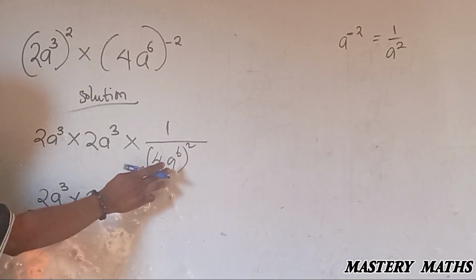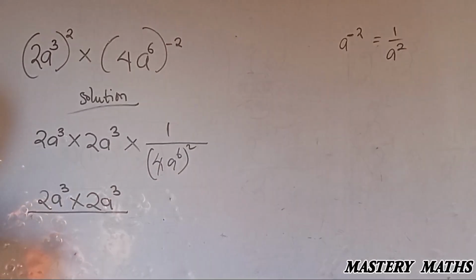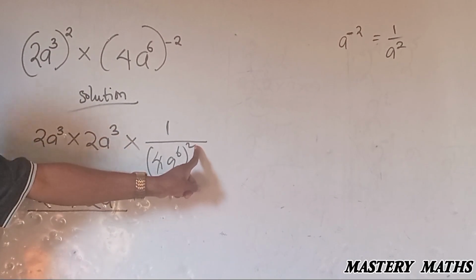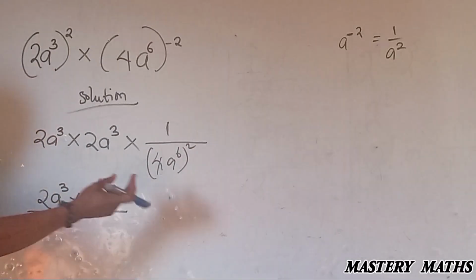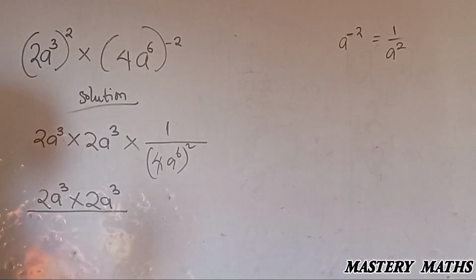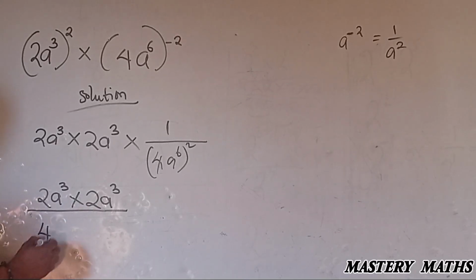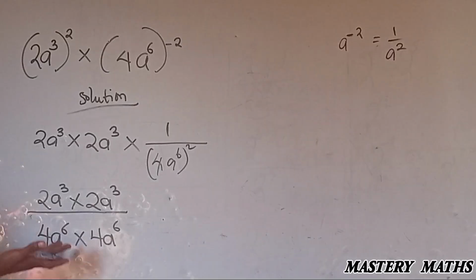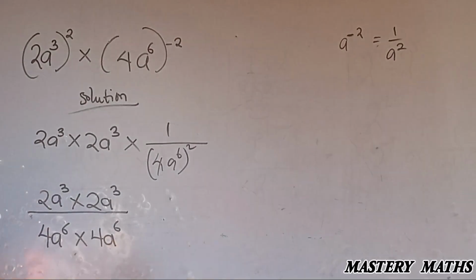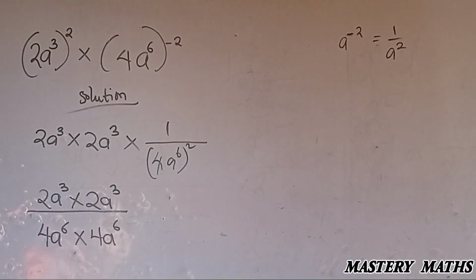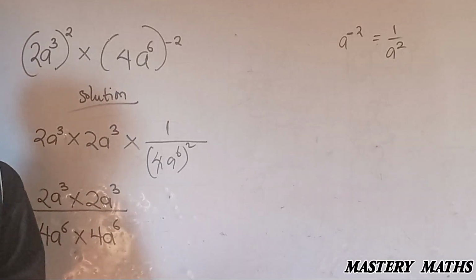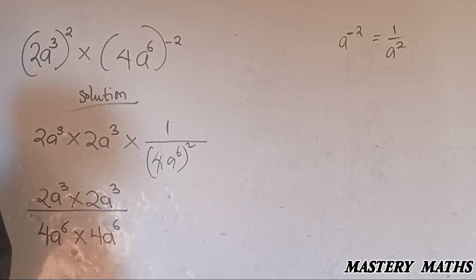Then all over this. If you watch now, this 4a^6 is also squared. It shows that it will appear twice. So it will be 4a^6 times 4a^6, because it is squared. Very simple. In order to make it simple, like I said initially, I'll make it simpler by solving it step by step for easy understanding.